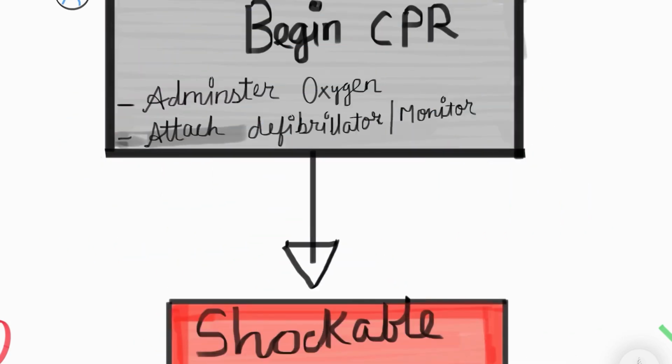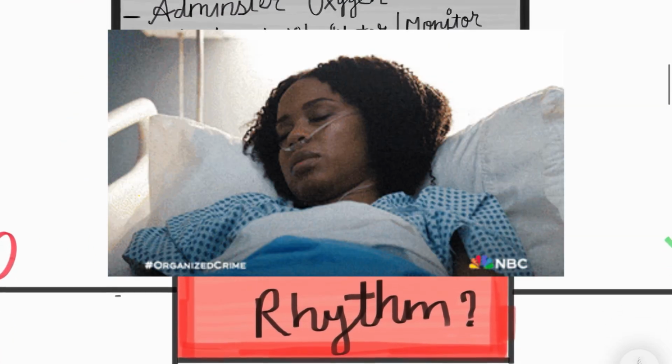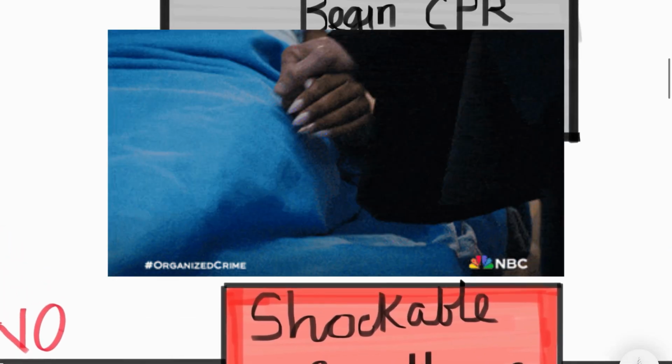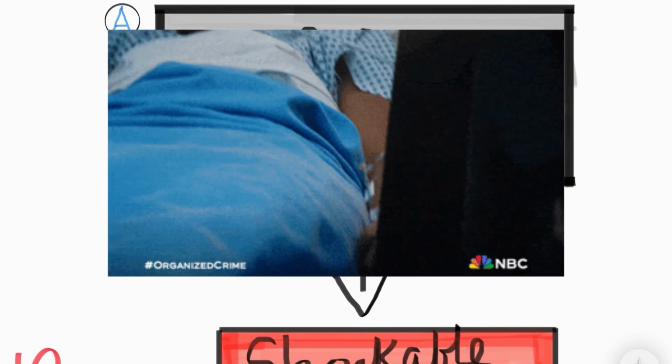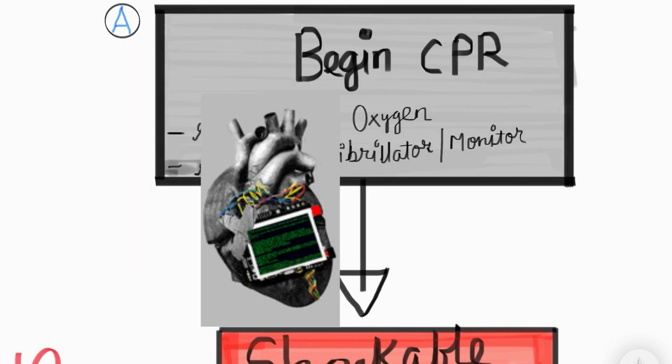So let's start. First things first, how do you recognize cardiac arrest? The patient is unresponsive, there is no normal breathing or just gasping, and no pulse in 10 seconds. If yes to all of this, it is a cardiac arrest.